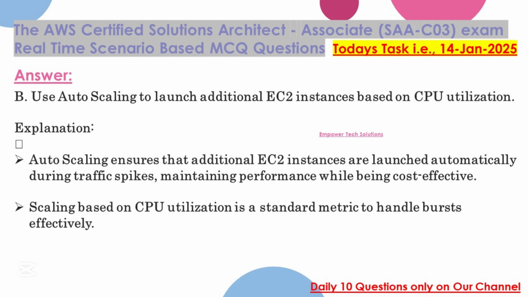Correct answer: B. Use auto-scaling to launch additional EC2 instances based on CPU utilization. Explanation: auto-scaling ensures that additional EC2 instances are launched automatically during traffic spikes, maintaining performance while being cost-effective. Scaling based on CPU utilization is a standard metric to handle bursts effectively.